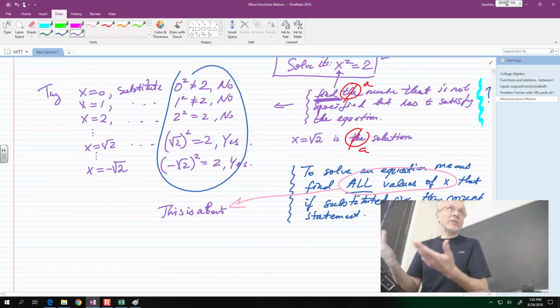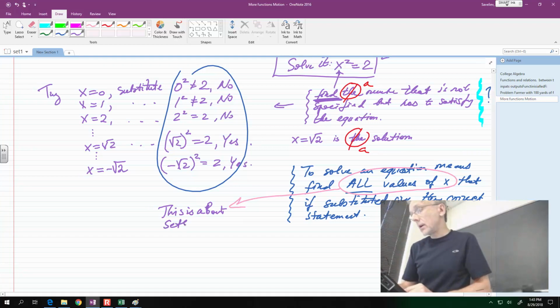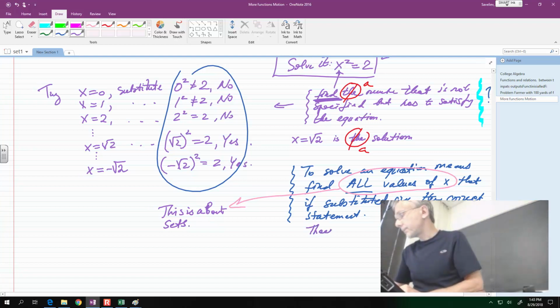I'm talking about sets. So we're circling back to sets. No matter how simple your equation is, it might have many solutions. Combined together, they form a set. And that's what you're looking for, what you need to find. So combined together, they're called the solution set.